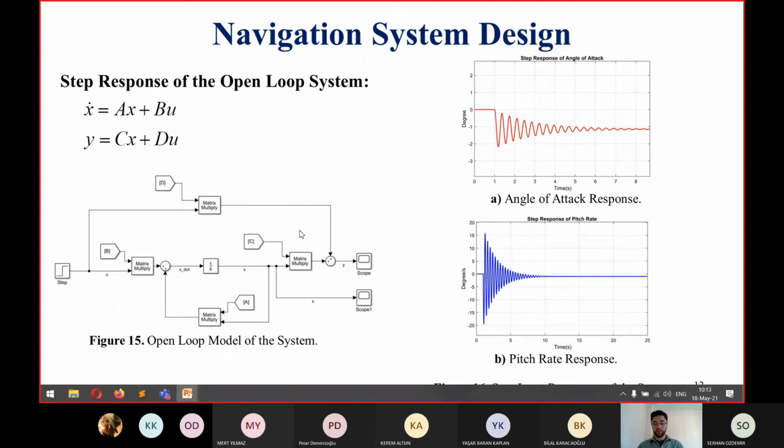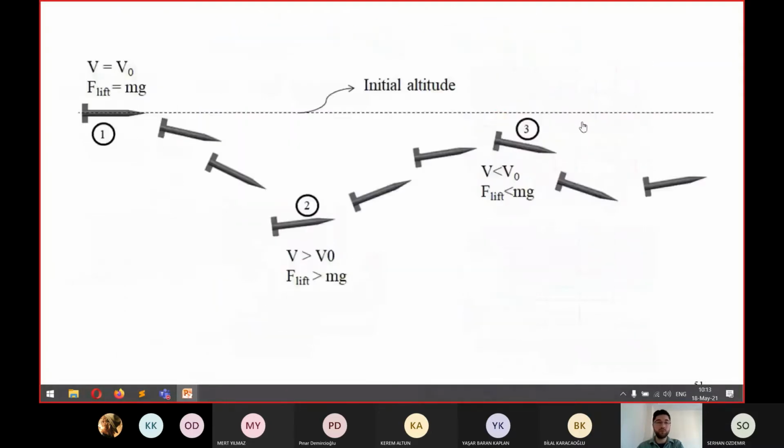Now I want to show you the open loop response of the system. This is my block diagram for an open loop system for a standard Ax plus Bu state space model. This is the step response of angle of attack. You see a pitch down and pitch up motion for a given step elevator input. This phenomenon is named phugoid mode. Let me explain phugoid mode more clearly.